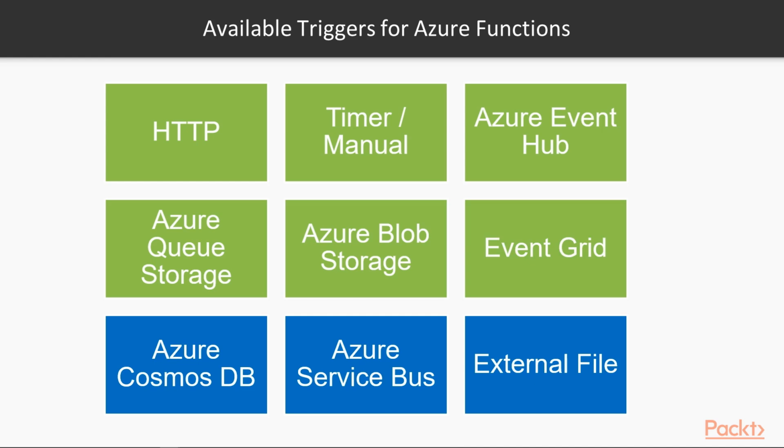Event grids are really useful for processing events between Azure services. This is something that is useful for integration and automation with your Azure resources, such as Logic apps or other web apps. So that makes it a perfect fit for Azure Functions.